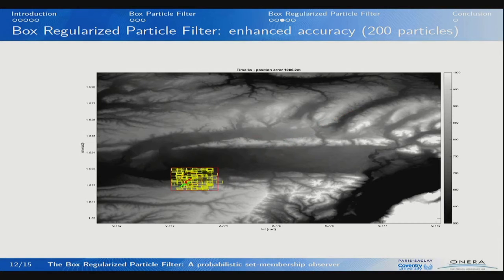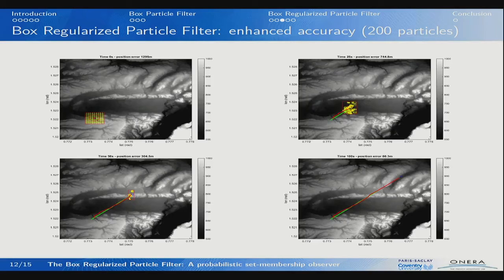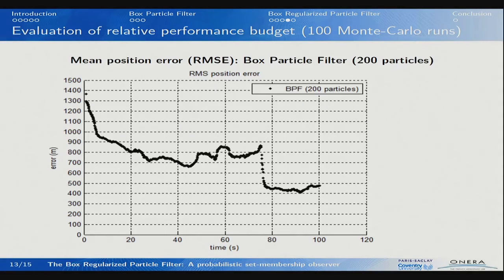So this is only one run. It is an illustration to show you what we could get in real life. But in terms of Monte Carlo simulation, we have done the estimation. We have repeated this scenario 100 times with different measurement noise, etc.